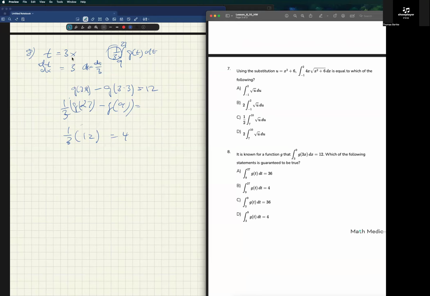T equals 3 times x. The boundaries of x are 3 and 9. 3 times 3 is 9, and the upper boundary 9 times 3 is 27. That checks out. So this integral expression here is correct. Now, if we plug this in, we get the same thing.